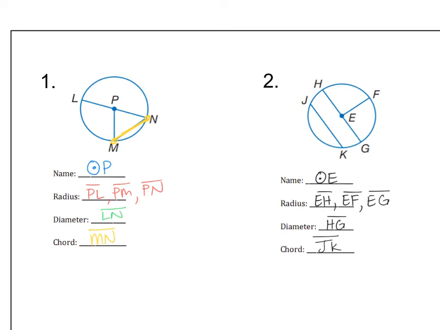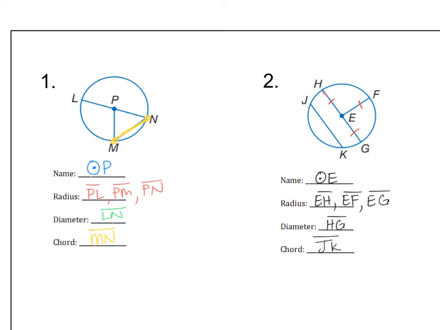Here are my answers for number 2. I had the name of the circle was circle E. The radii, there's 3 of them, so you could use any of these 3 segments with the red tick marks on them. You could say EH, or if you have those reversed, you could also call it HE. You could have EF or FE, or you could have EG or GE. It's okay to switch those letters around.